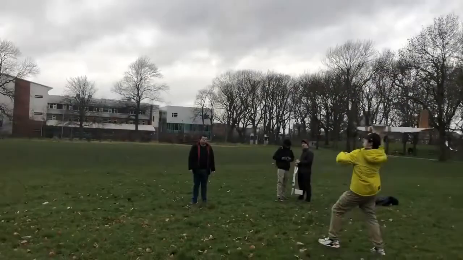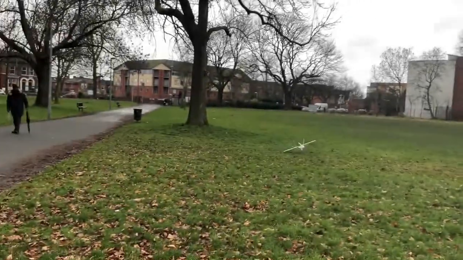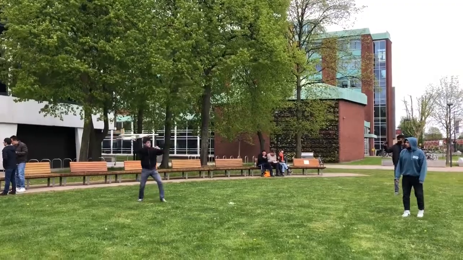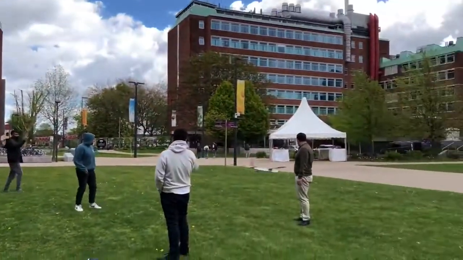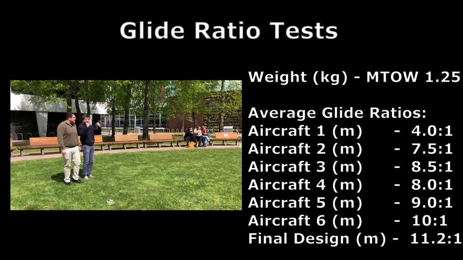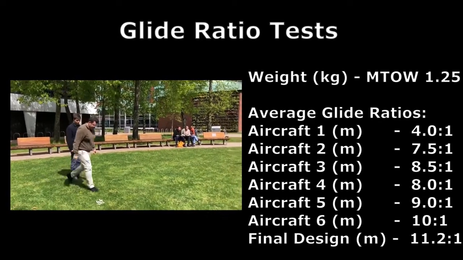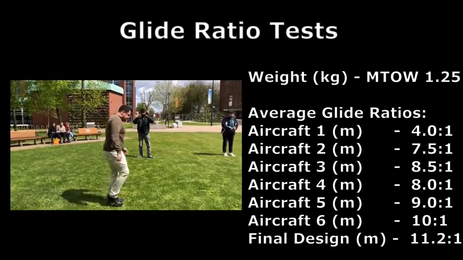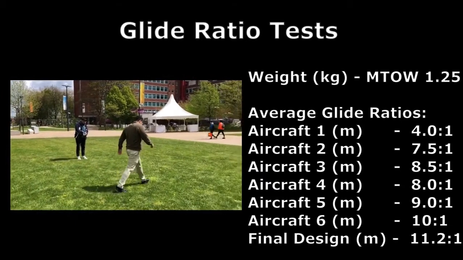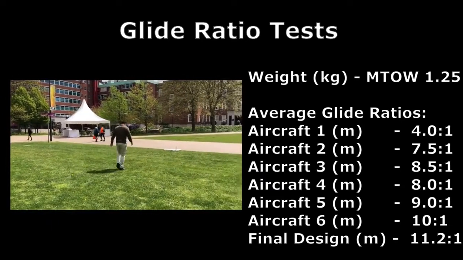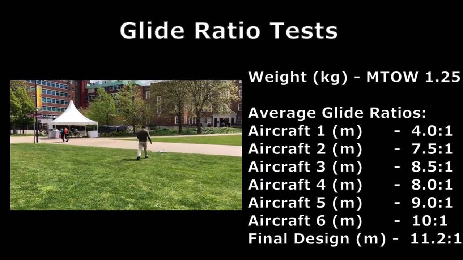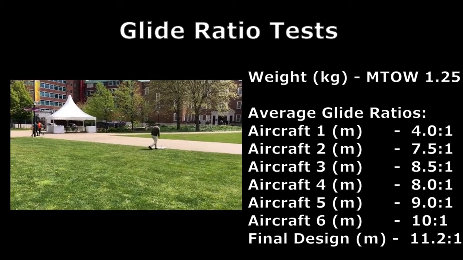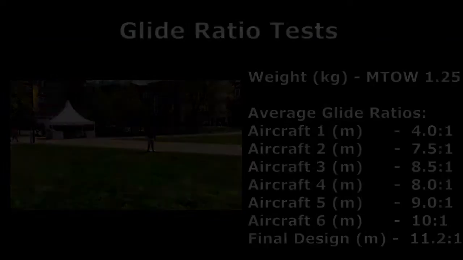The required 10-mile flight is hard to prove without the propulsion system. Instead, glide ratio tests have been performed to suggest whether this is possible. It was found that a glide ratio of 10.5 would suggest the aircraft could fly the 10 miles. Measurements for the height of each throw and the distance from landing to throw locations were taken. It was found that the MS-621 boasts a glide ratio of 11.2 at the max takeoff weight of 1.25 kilograms.